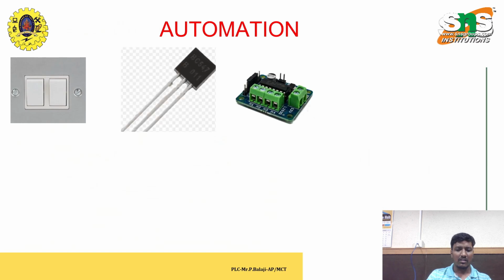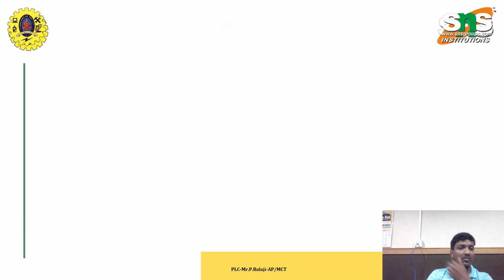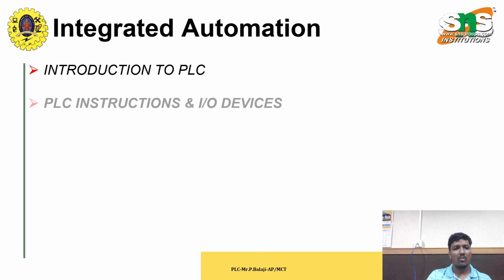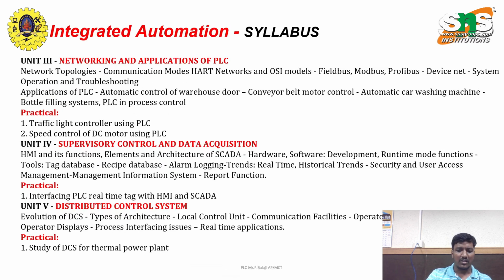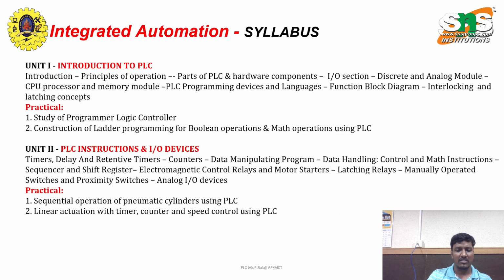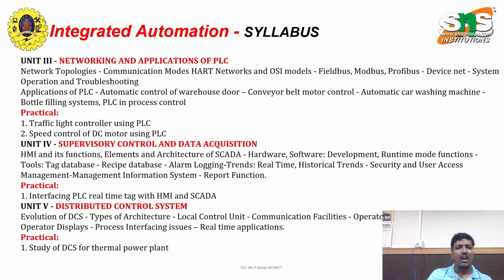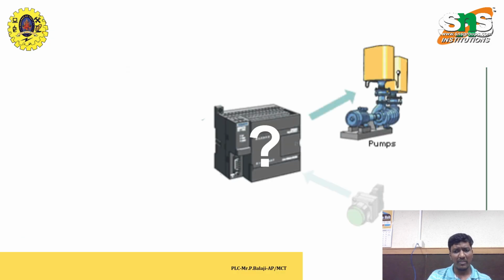Before we go into the automation, we should know about relay circuits and other input-output circuits. In our integrated automation syllabus, the first unit is covered with PLC, the second with PLC infrastructures, the third with the communication between PLCs and actuators, the fourth with SCADA, and the fifth with DCS, distributed control systems.